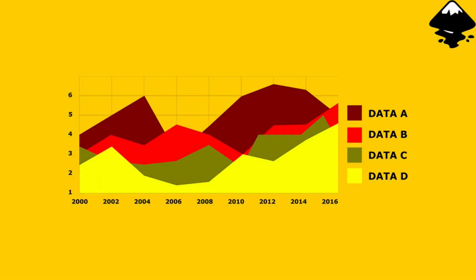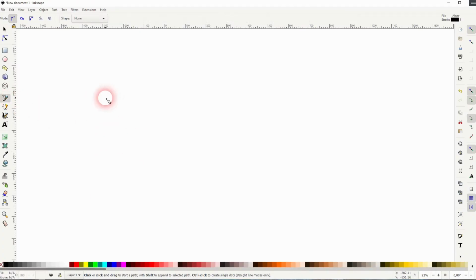And we're back to learning Adobe Illustrator, and this time I'm going to show you how to create an area graph. As far as I know, we don't have an extension for that, so the only way to do it is to do it manually.